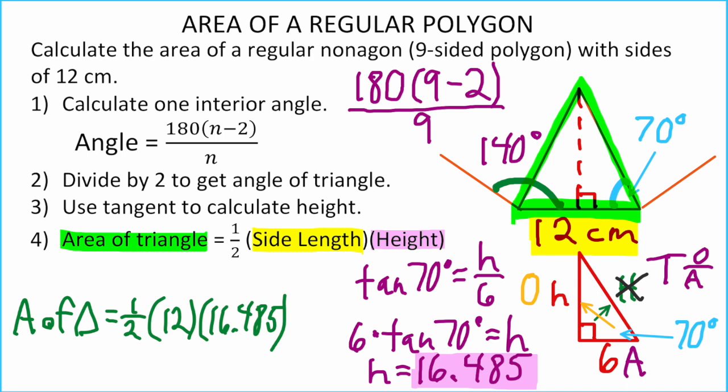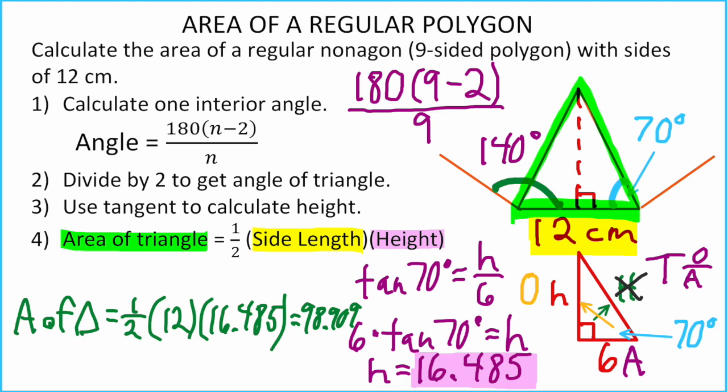Put this on the calculator, you get 98.909. Actually, if you put this on the calculator, you don't get that. You get 98.91. But at the end of this problem, we'll talk about the difference between those two answers.